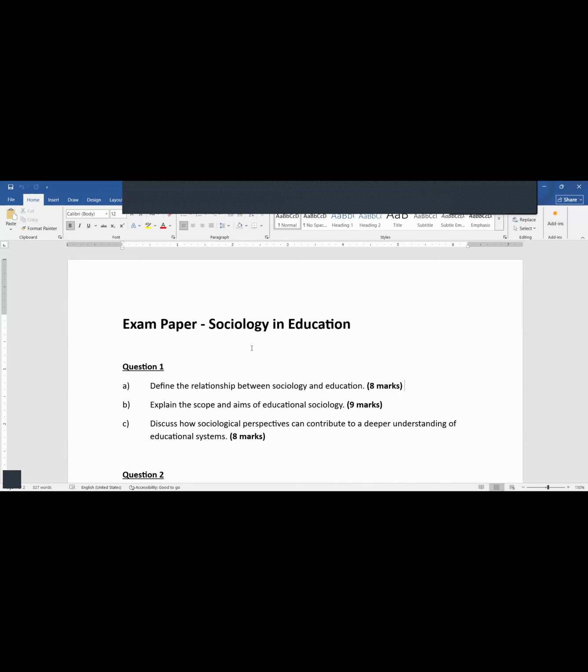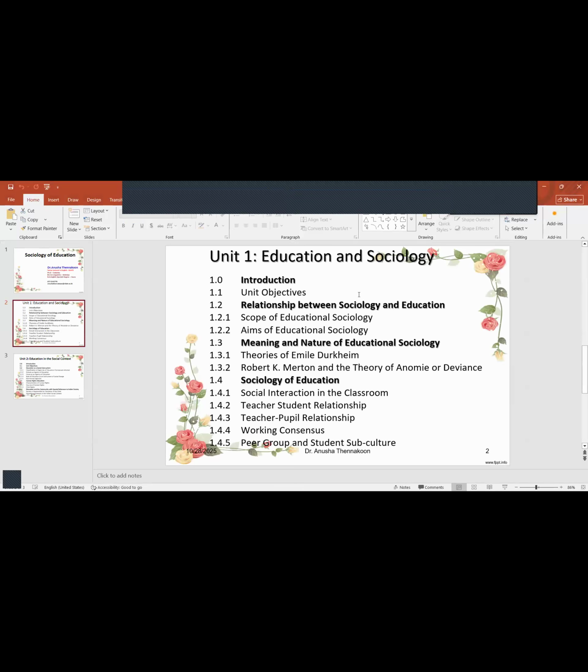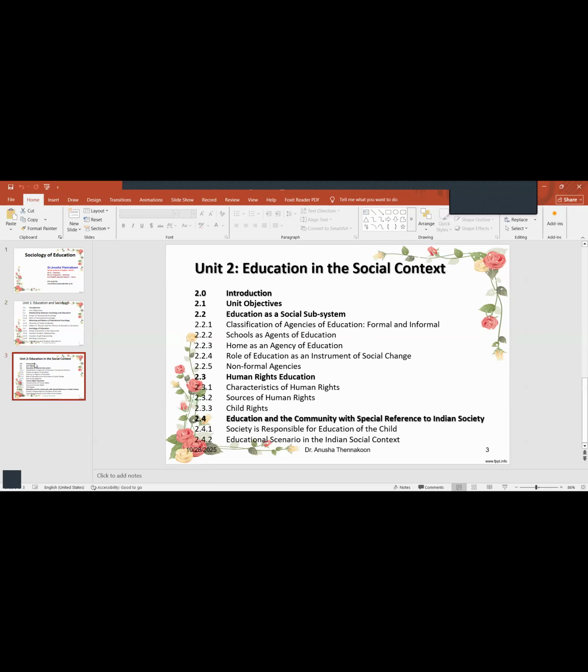Okay, these are the topics. Relationship between sociology and education, meaning and nature of education, sociology, sociology of education. So here, the sociology of education, social interactions in the classroom, teacher-student relationship, teacher-pupil relationship, that is the same actually, working consensus, peer group and student subculture. And this is the second part.